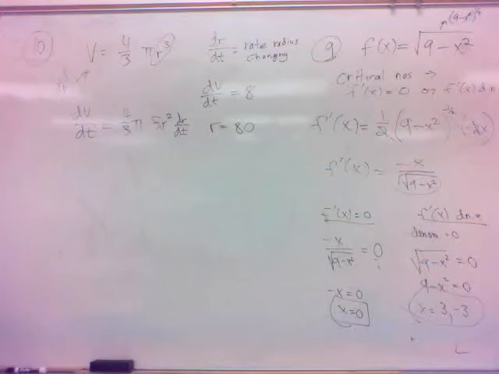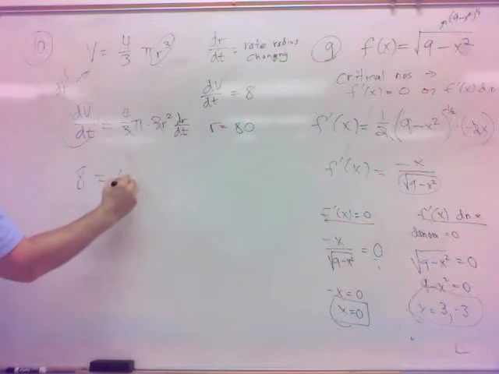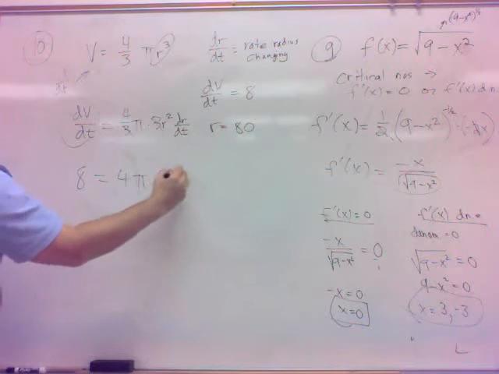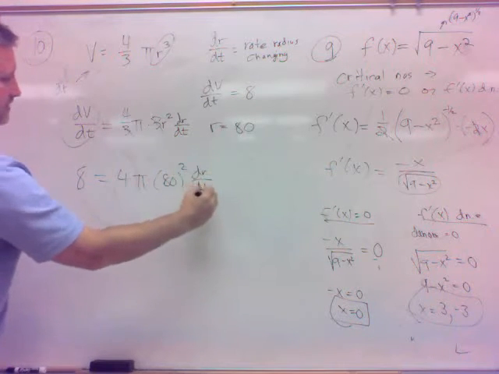Threes cancel. We got dV/dt is 8. We got 4 pi. We know the radius we want is 80, so we do 80 squared dr/dt. Plug those in, right?